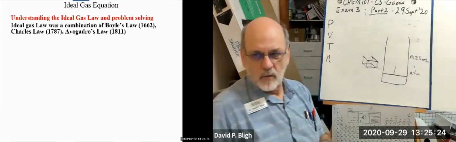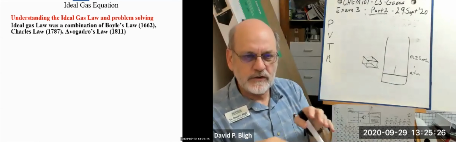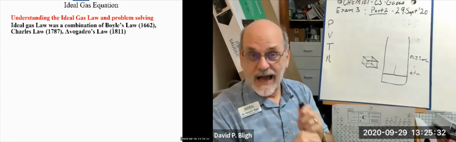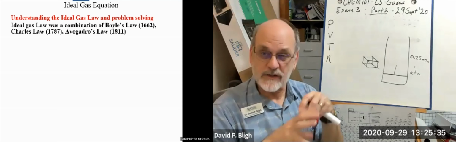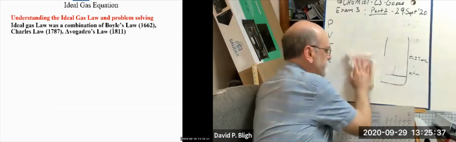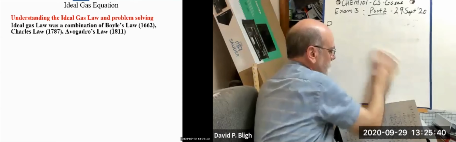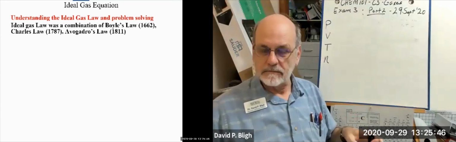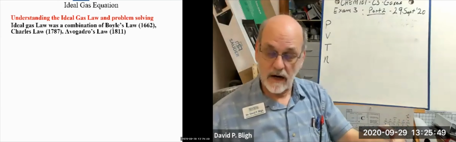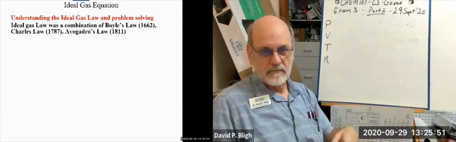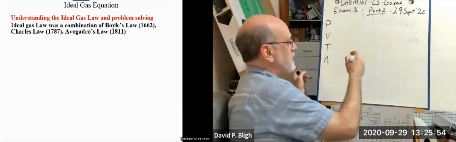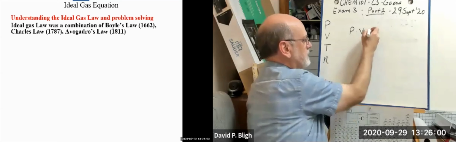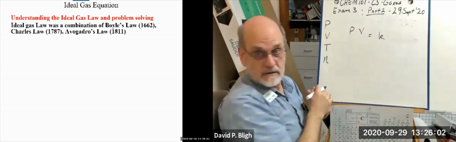So we've introduced the combined gas equation. Now we're going to introduce the ideal gas equation, because we understand what an ideal gas is now. So if we go back to combining our terms for Boyle's, Charles, and Avogadro, we could say that pressure times volume equals a constant.